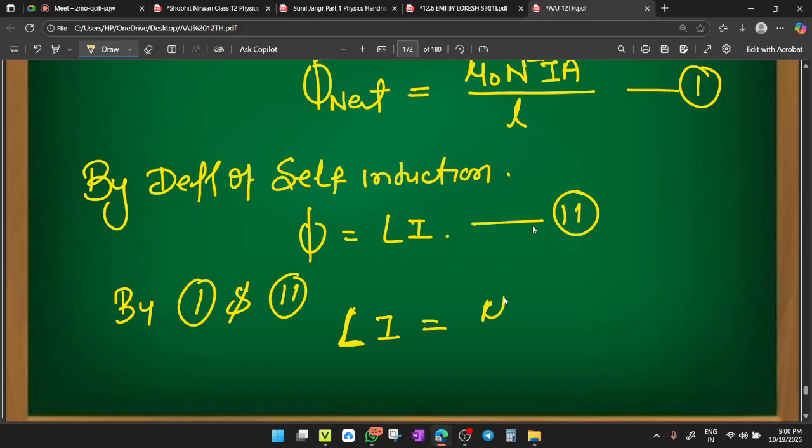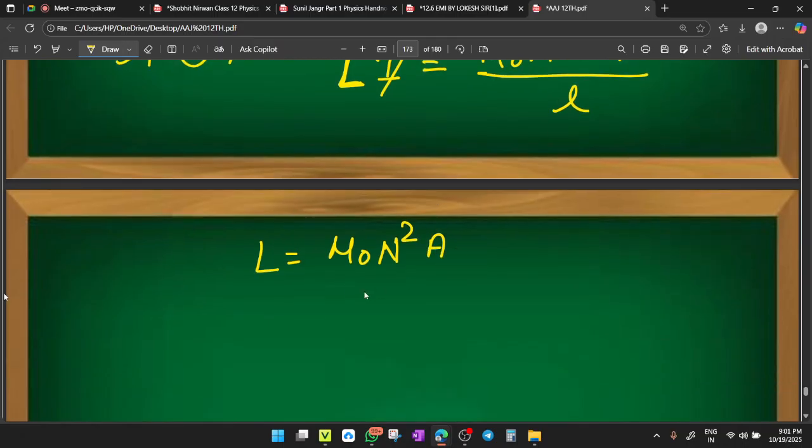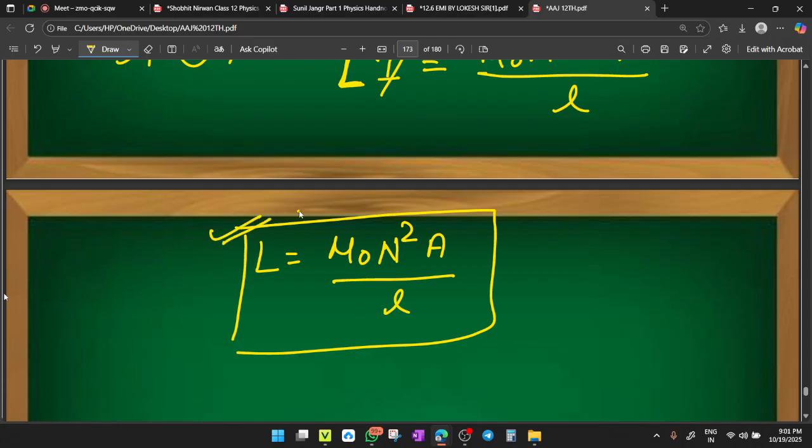So L i equals mu naught N square, make it A before the I, so A i upon a small l, right? Now I and I get cancelled out, and this is your formula. Now you can check: L equals mu naught N square A upon l. So this is your capital L derived. Done?